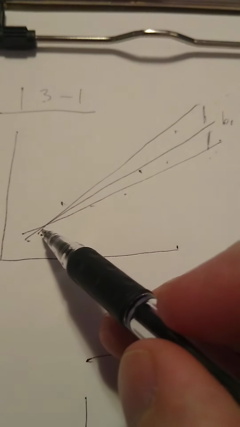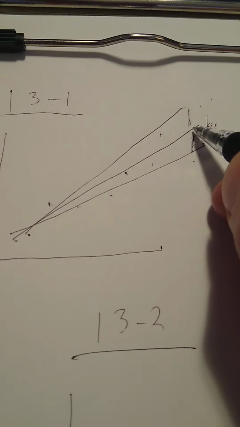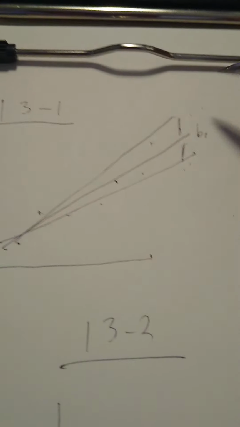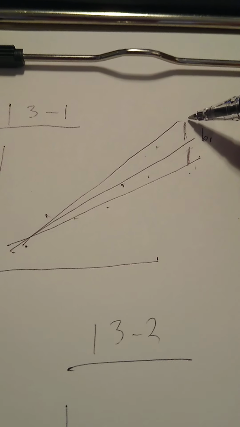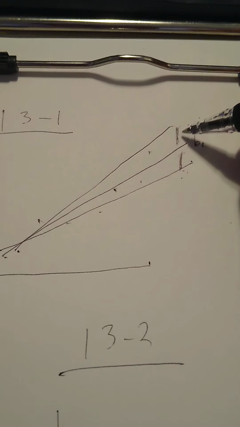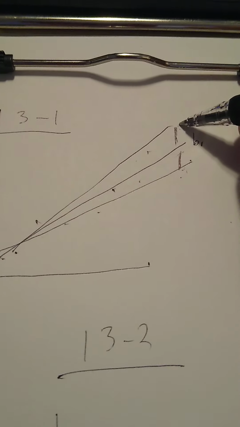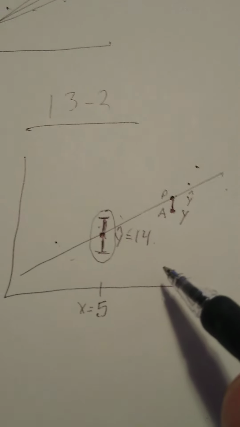So in 13-1, we would have an equation that had a slope, b sub 1. That's the middle line. But as we know, that slope could be a little higher or a little lower. So we made a confidence interval to estimate where that slope would go, from here to here, as low as this, as high as this. Well, in 13-2, we're going to be tracking predictions.